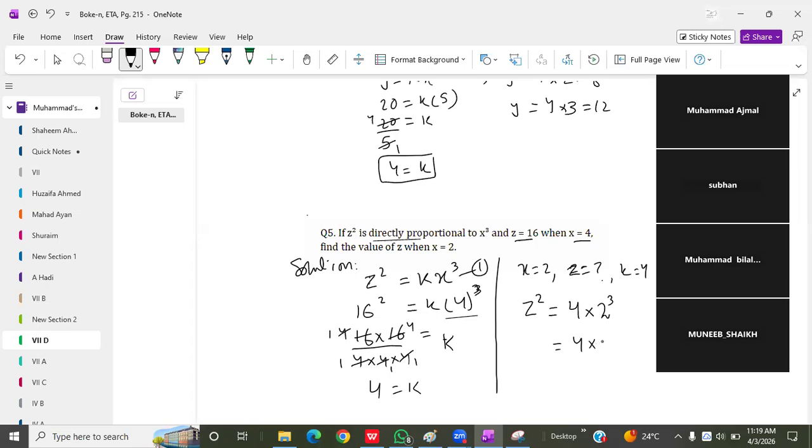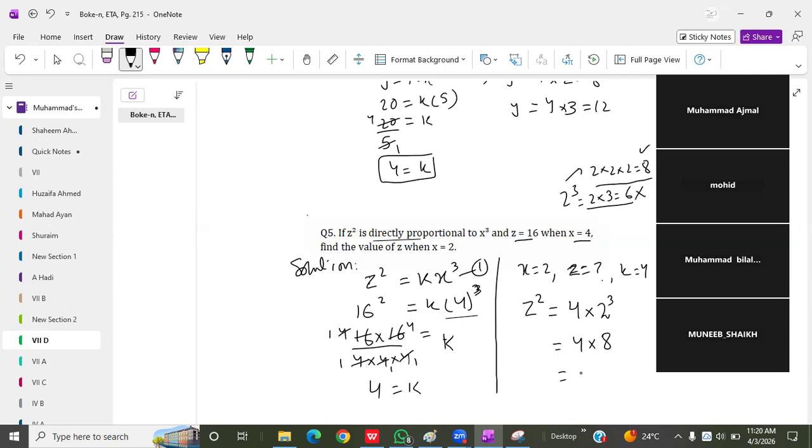So 4 multiplied by 2 power 3. What is the number 2 power 3? When 2 has the power 3, what does it mean? Is it 2 3s are 6 or is it 2 multiplied by 2 multiplied by 2 is equal to 8? Who will correct me? Which one is correct? 2 power 3 is 6 or 8? Yes, 8, Munib. Good. So 2 power 3 is 8.